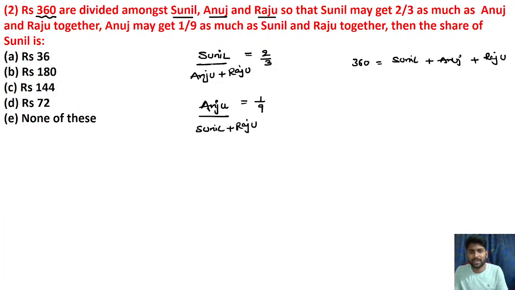Now see, for example, there are the same three persons. Observe, guys, these are the three persons we are distributing to. So if Sunil by Anju plus Raju is exactly equal to 2 by 3.